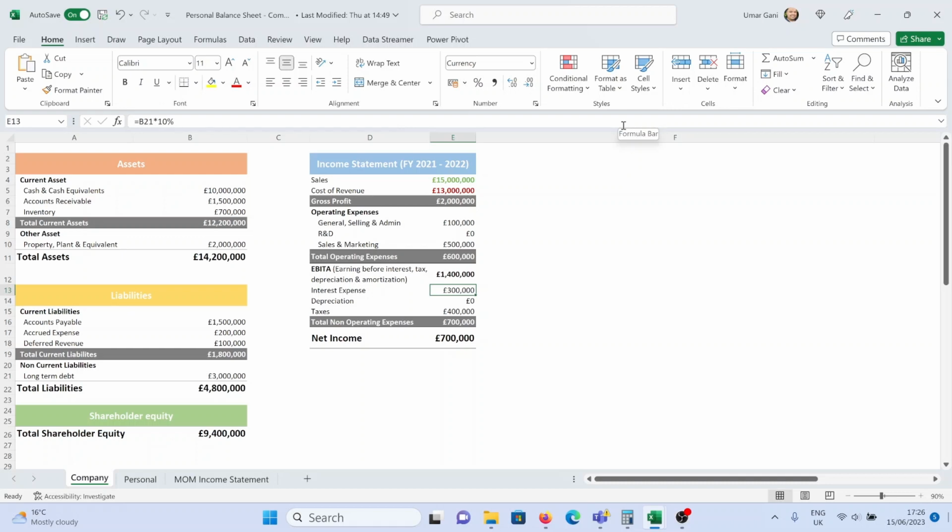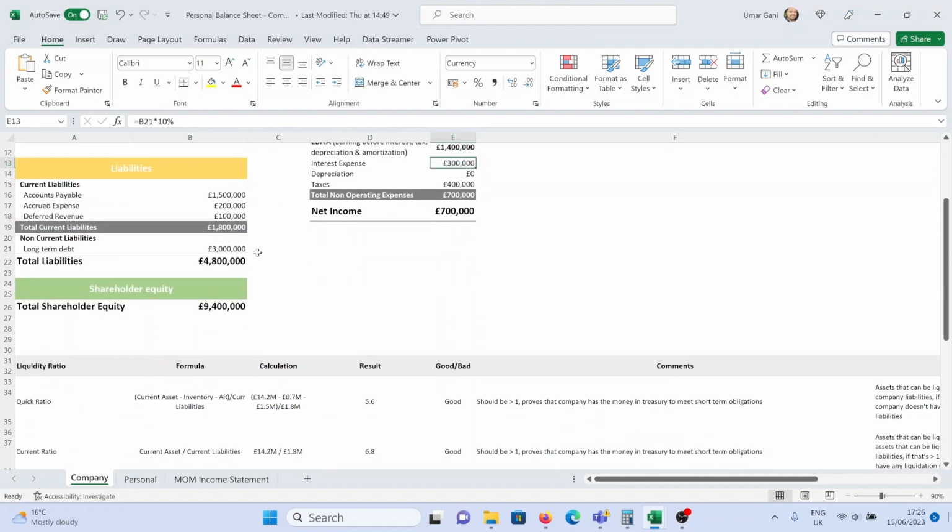In today's video, we'll look at how to read a balance sheet of a company. So what are the different components in a balance sheet? And also we'll look at the income statement for a company. And also we'll look at the different financial ratios. And why do we calculate those financial ratios?